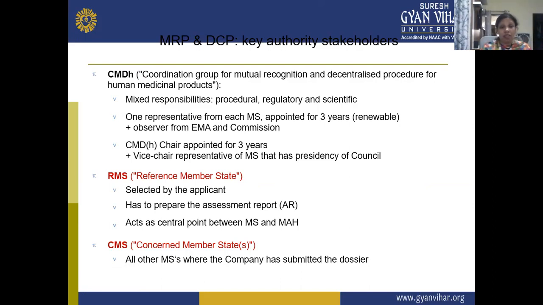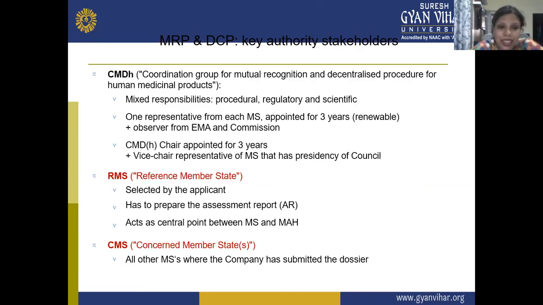So the CMDh has mixed responsibilities, like procedural responsibilities. There they need to look at the procedure in detail, then regulatory, then scientific. Other than that, one representative from each MS should be there, appointed for 3 years, plus an observer from the EMA and the Commission. So in the CMDh, the Coordination Group for Mutual Recognition and Decentralised Procedures, there is one representative from each MS. Each MS, 27 MSs, that is 27 members, are appointed for 3 years, and it is renewable after 3 years. And plus one observer from the EMA, the European Medicines Agency, and the Commission.